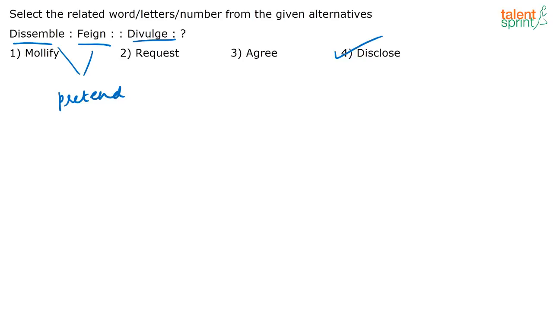I think you know the meaning of the other words already, right? Request and agree, we know what request and agree mean; I don't think I need to explain that. Now coming to mollify. Mollify means, let's say, to reduce the anger of someone or to appease someone. That is called mollify. Okay. Let's move on to the next question.